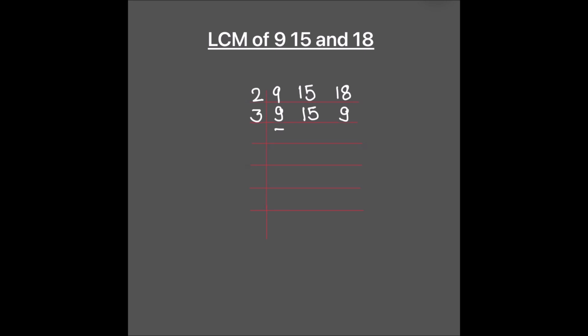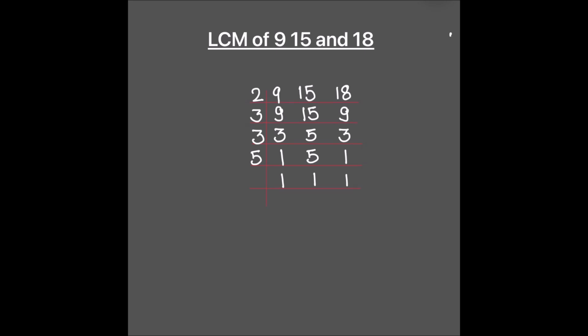So 3 times 3 is 9, 3 times 5 is 15 and 3 times 3 is 9. Now we can leave 5 as is and we'll divide 3. So 3 times 1 is 3, 5 will be as is and 3 times 1 is 3. Now 5 is a prime number, it is only divisible by 5, 5 times 1 is 5. Now all the three numbers are fully divided.